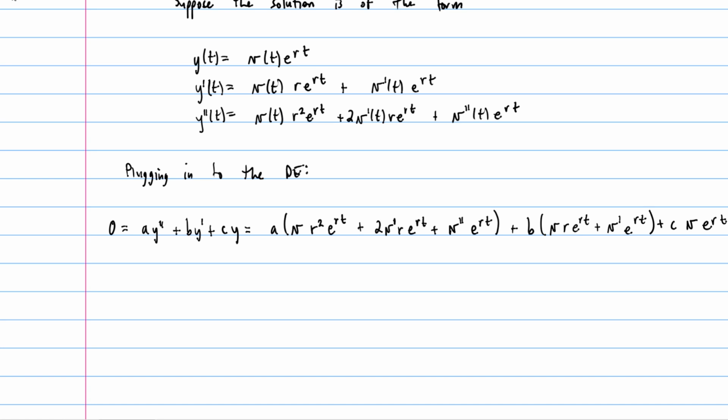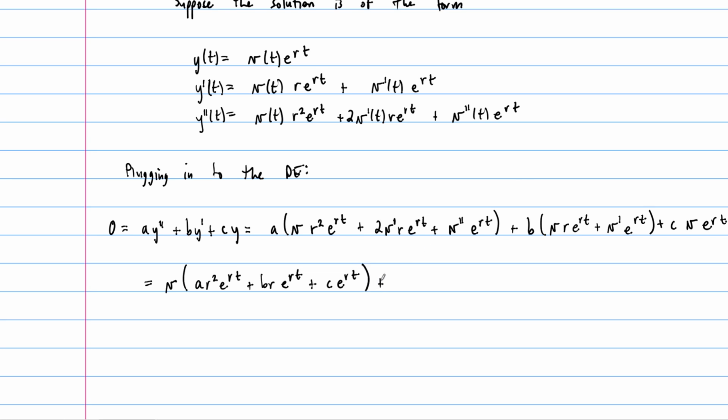Okay, now what we want to do is rearrange this and group this, because we'll notice that a few of these just have v's. Let's group it by derivatives of v. So when we regroup this, we're going to have v times a r squared e to the rt, plus b r e to the rt, plus c e to the rt.